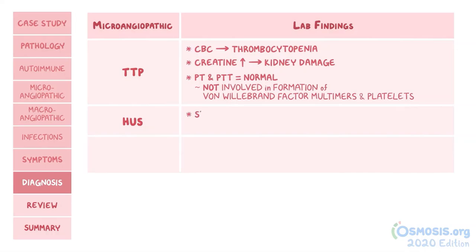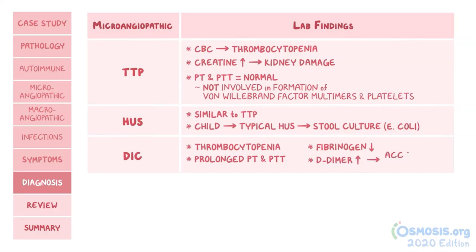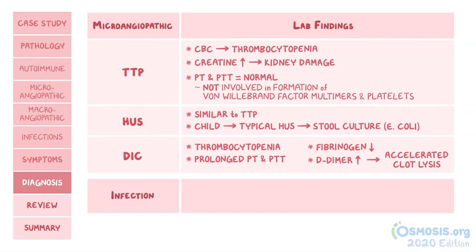Laboratory studies in HUS are similar to TTP. In a child where typical HUS is suspected, stool cultures can be sent off to look for E. coli. In DIC, there's usually thrombocytopenia and a prolonged PT and PTT. Additionally, fibrinogen levels are decreased and there are elevated D-dimer levels, which indicate accelerated clot lysis. Now, to diagnose an infection as the cause of hemolysis, you need to confirm the presence of the causative organism. For example, malaria is usually diagnosed with a blood smear that shows the parasites sitting within the red blood cell.